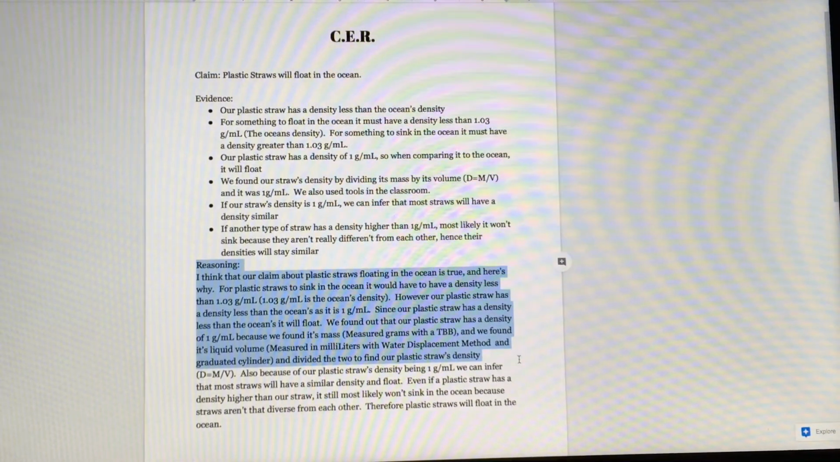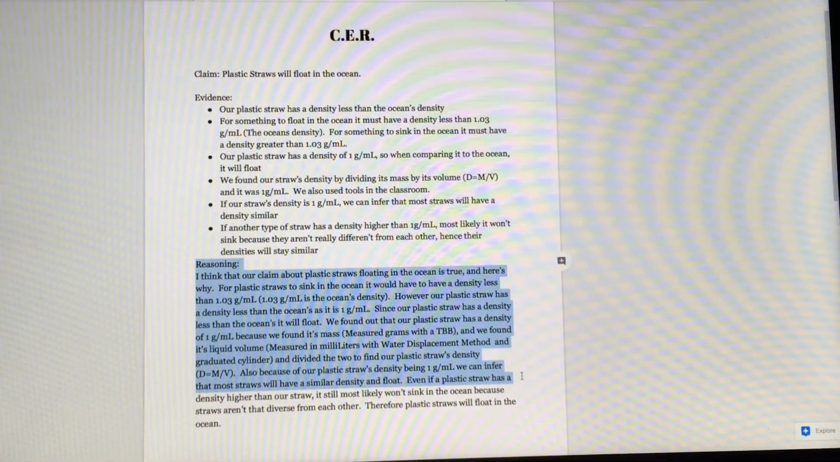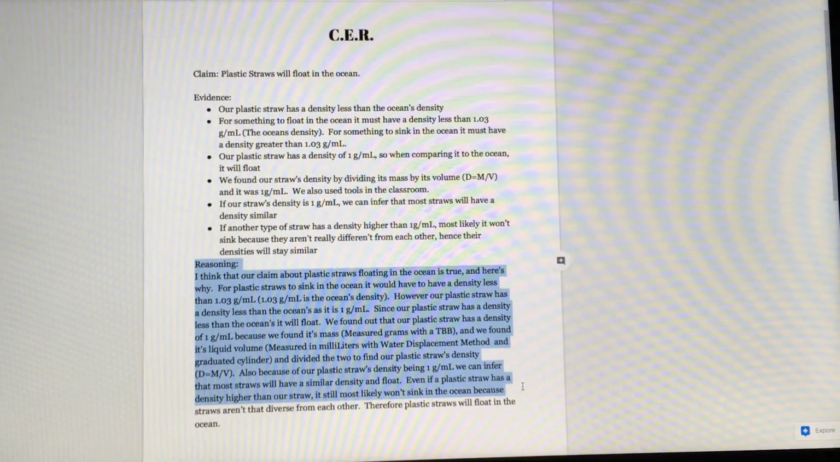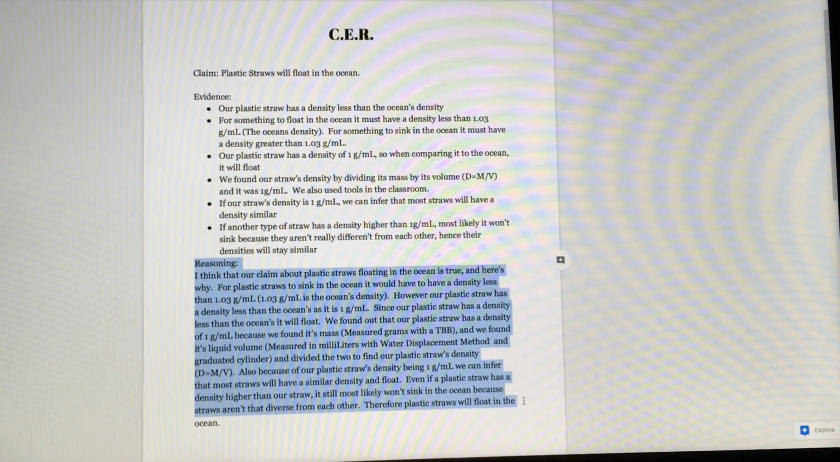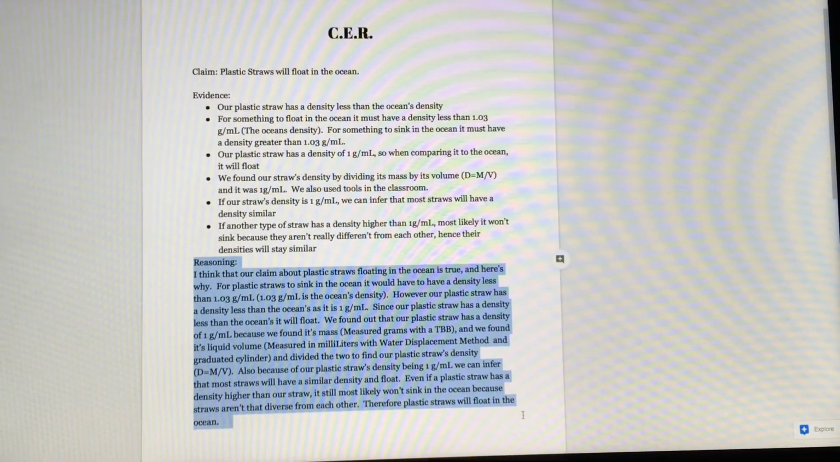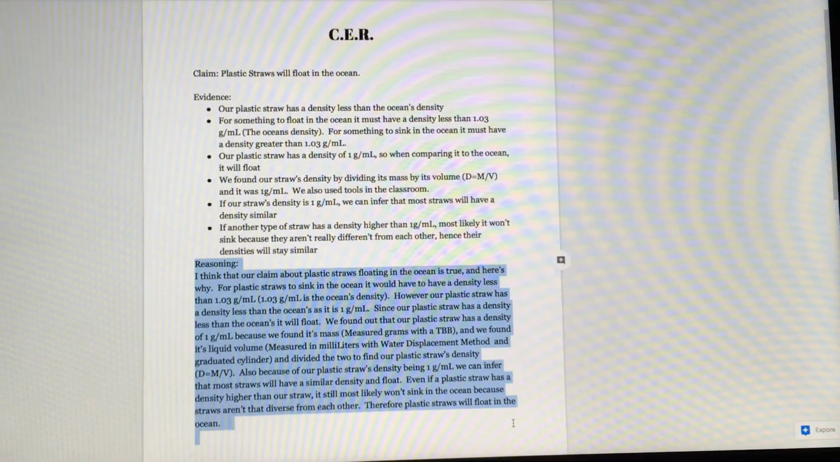Also, because of our plastic straw's density being 1 gram per milliliter, we can infer that most straws will have a similar density and float. Even if a plastic straw has a density higher than our straw, it still most likely won't sink in the ocean because straws aren't that diverse from each other. Therefore, plastic straws will float in the ocean.